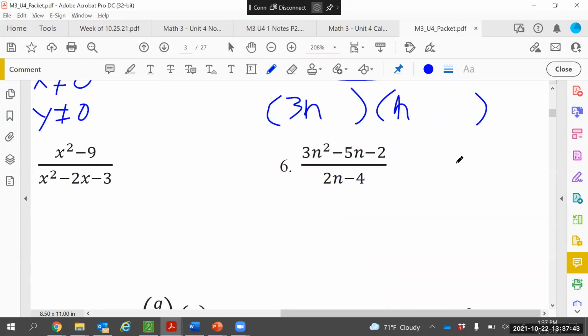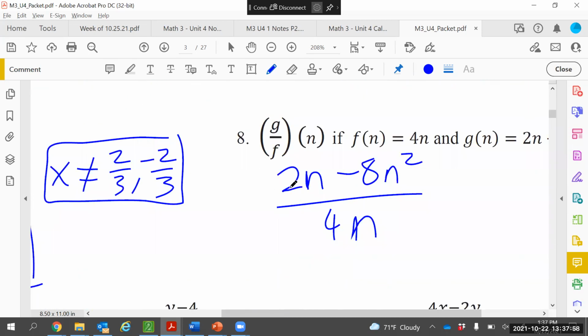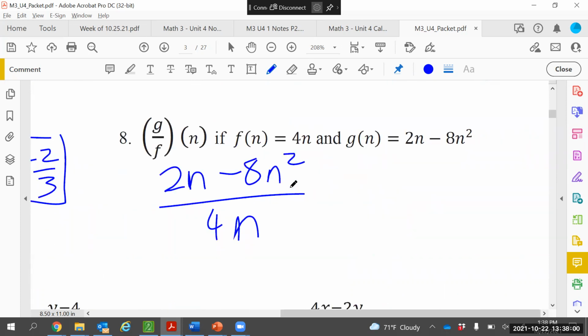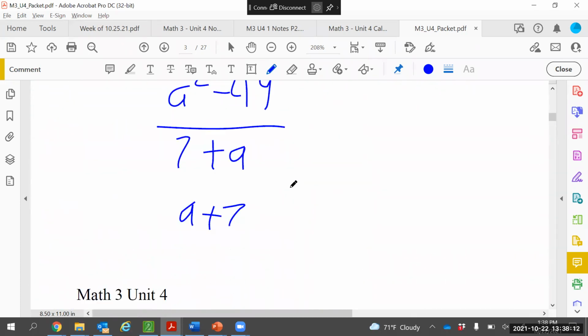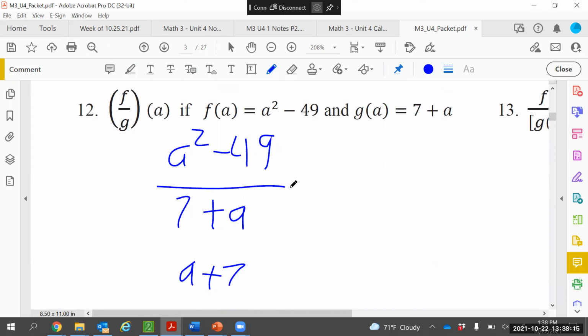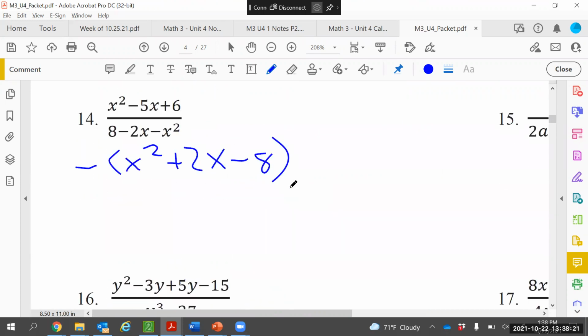Again, I hope you still have your homework out. I'm trying to help you out. Number 6, 3n squared. You're factoring by guess and check. 3n something, and then n and something. So again, factoring by guess and check there for number 6. For number 8, set it up: g of n over f of n. 2n minus 8n squared over 4n. Make sure you can set it up. Number 12, again, set it up. f over g.